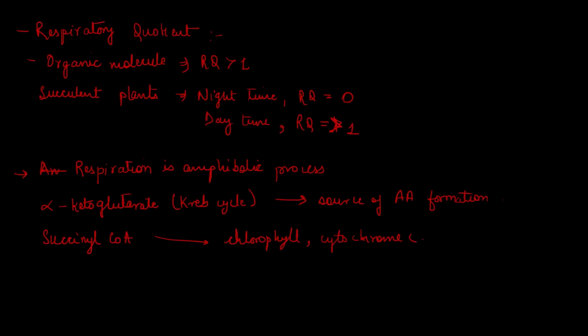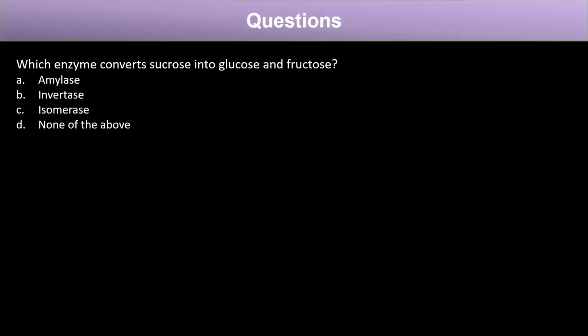Now before ending, let's see a few questions. The first question is, which enzyme converts sucrose into glucose and fructose? In glycolysis, the major substrate is glucose or fructose. But if sucrose comes, it first gets converted into glucose and fructose by the enzyme known as invertase. So the correct answer is invertase.